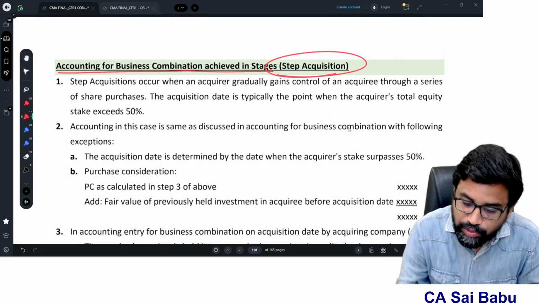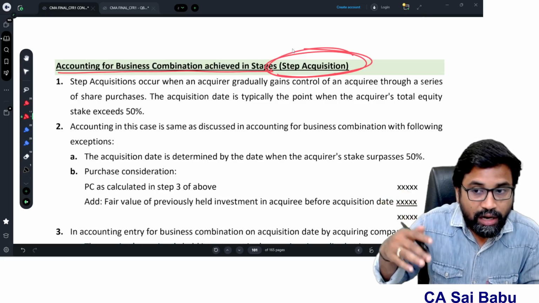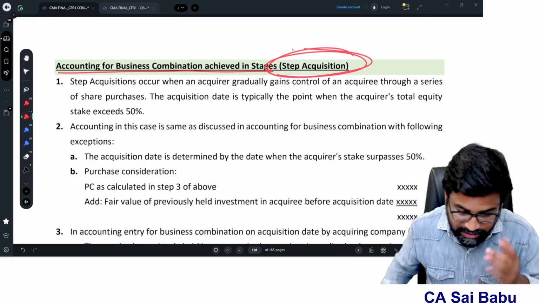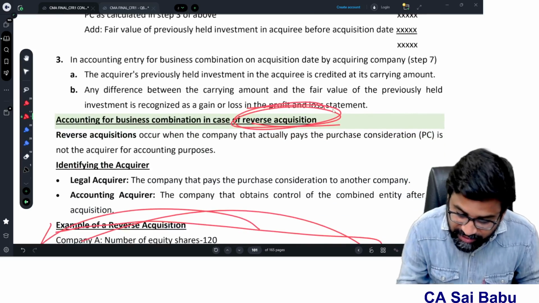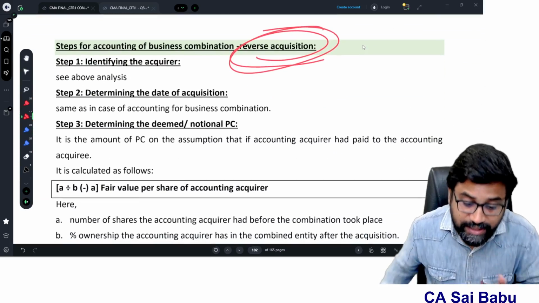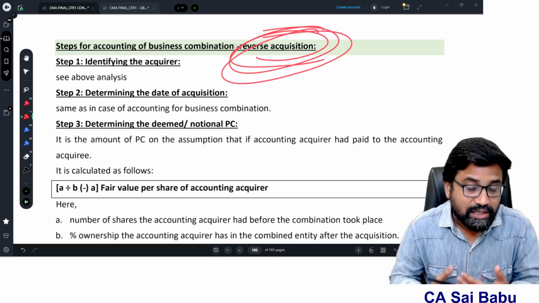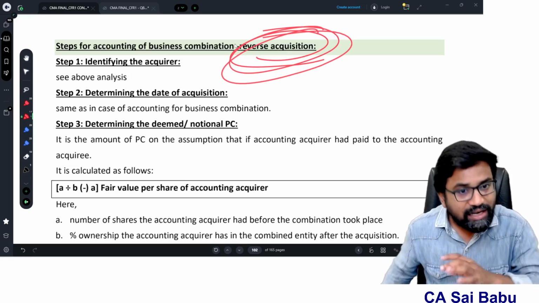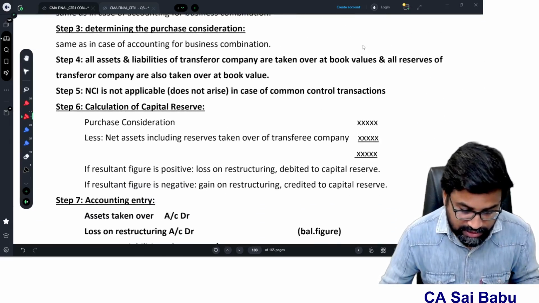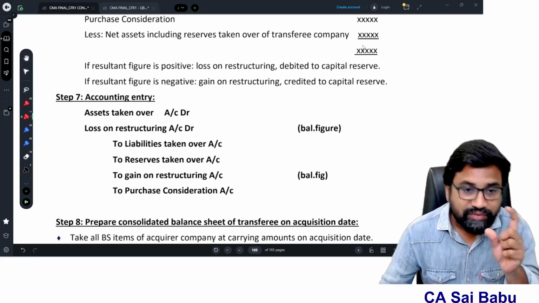And similarly, stepwise acquisition. If any company is acquired stepwise, through stages, how are we going to do the accounting treatment? That concept. Reverse acquisition concept. And then what are the steps involved in reverse acquisition? What is reverse acquisition? What is an example for reverse acquisition? Entirely I have given. So I have uniquely presented each and every concept, that too stepwise, so that you can easily understand the differentiation between each and every concept.